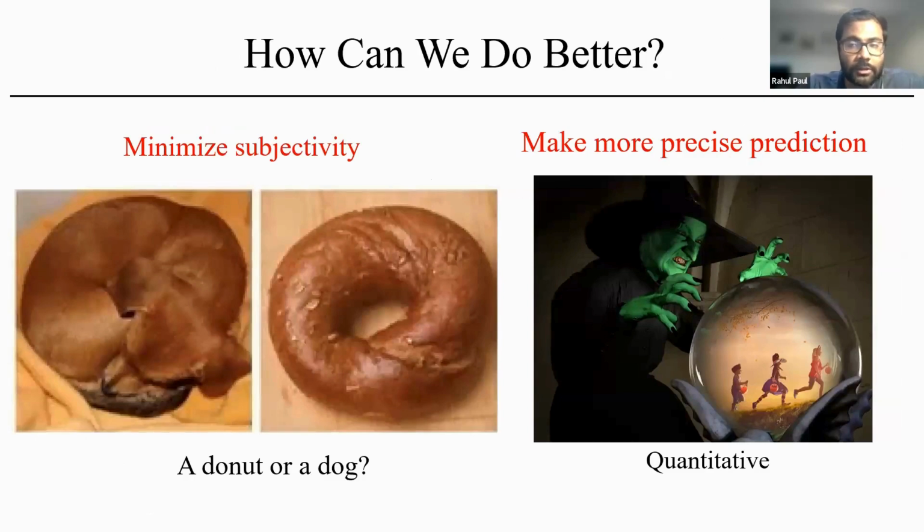So we can see that it's mostly subjective. You can see from this figure an image like this, a dog or a donut. So they almost look the same, but how can you make them more distinctive? That's the goal. So we want our model to be more quantitative, more precise, and to be precise to everyone.